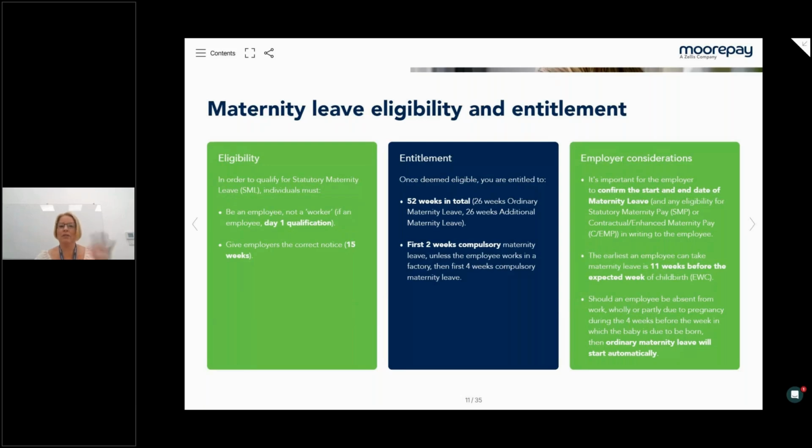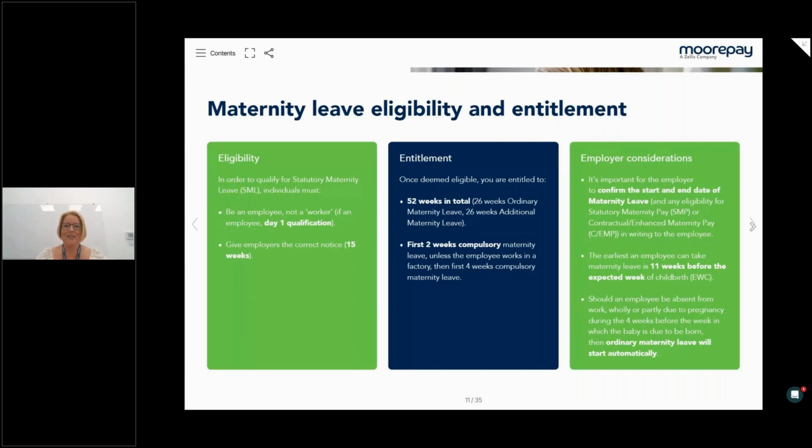If they're off with a cold or flu or a broken ankle, something not connected to the baby, then it will be sick pay as normal, and then maternity leave will kick in on the date that they've already requested it. So if you're not sure whether it's maternity related, take advice, because we'll always support you to do the right thing.